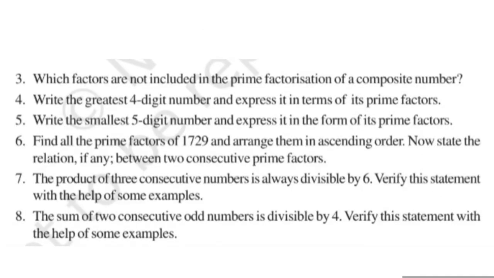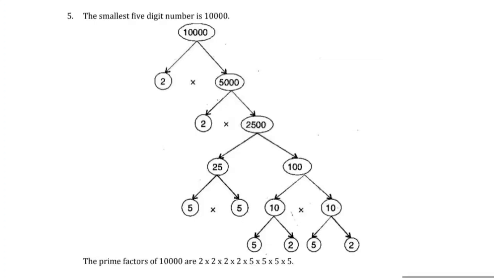Come to question number 5. Write the smallest 5-digit number and express it in the form of its prime factors. The smallest 5-digit number is 10,000. This 10,000 we can write as 2 into 5,000. Now for 5,000, the factors we can write are 2 into 2,500. Now this 2,500 we can write as 25 into 100.